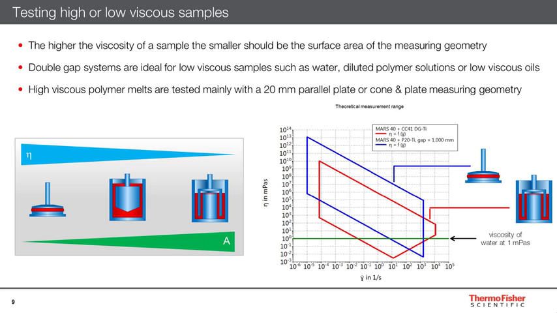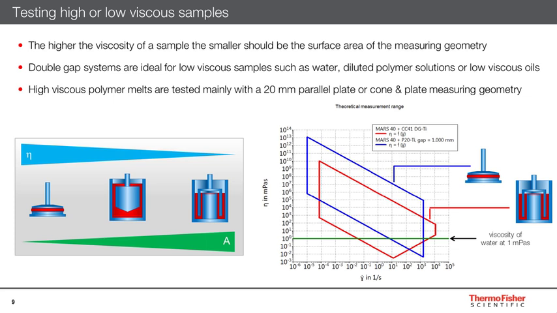When it comes to the viscosity of a sample, the rule of thumb says that the higher the viscosity, the smaller the surface area of the measuring geometry should be. Double gap geometries, with their large surface area, are ideal for testing low viscous samples such as water, diluted polymer solutions, or low viscous oils. The other extreme is highly viscous polymer melts or concentrated polymer solutions. For these types of materials, a parallel plate or cone and plate geometry with a small diameter is ideal.